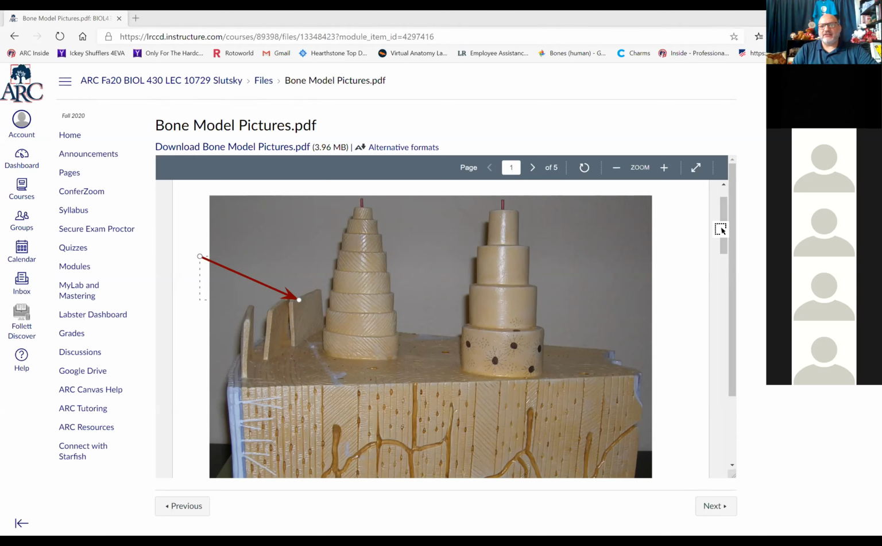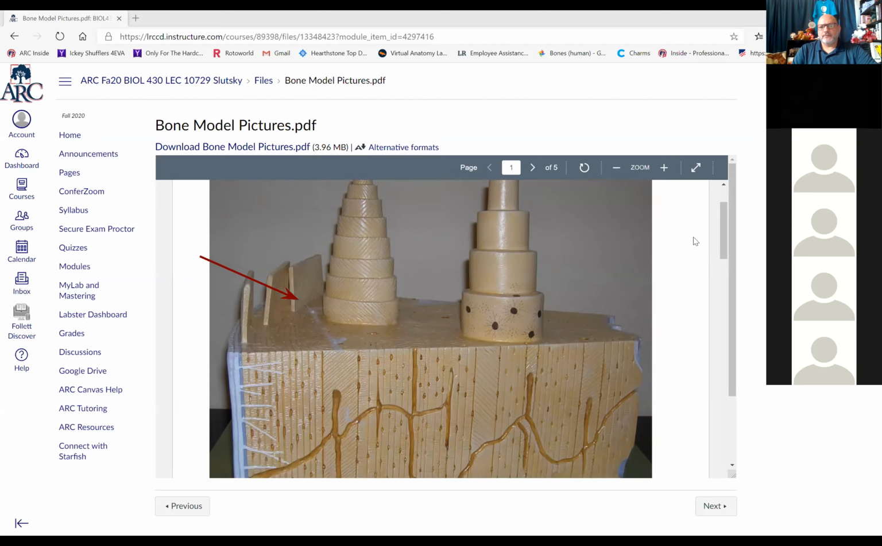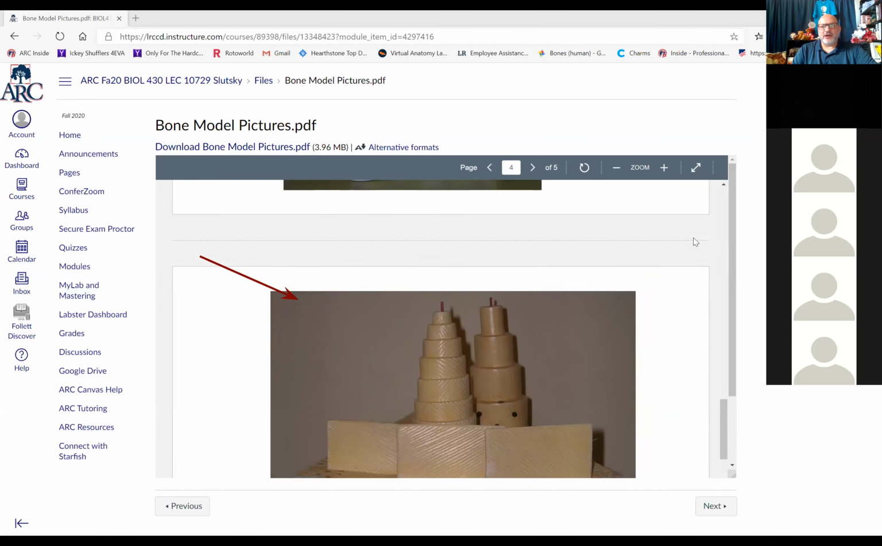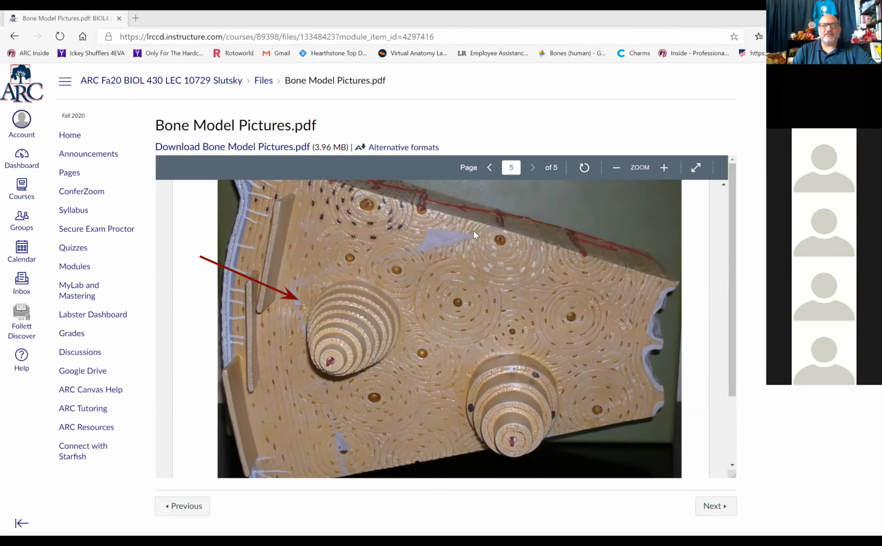Instead, maybe if we change the view, I think there's a top-down view. Perfect. Notice again from this top-down view, we can very easily see the concentric lamellae, but we also see these that almost look flat that are going around the entire outside. What would they be? Circumferential.